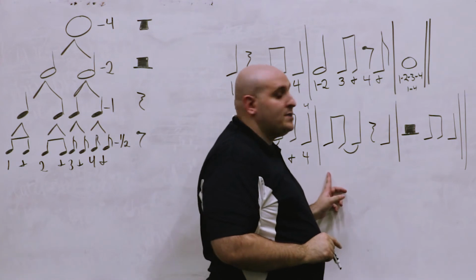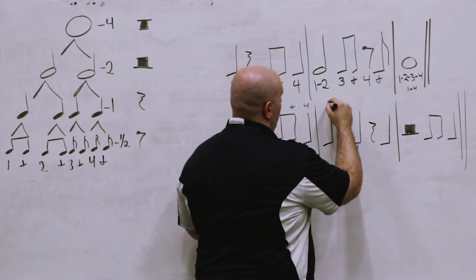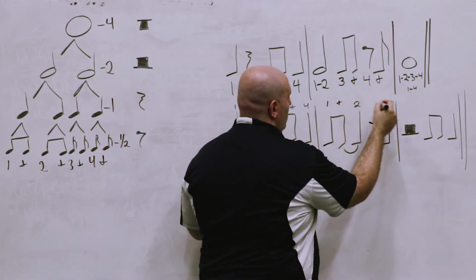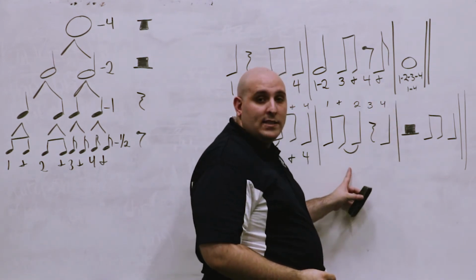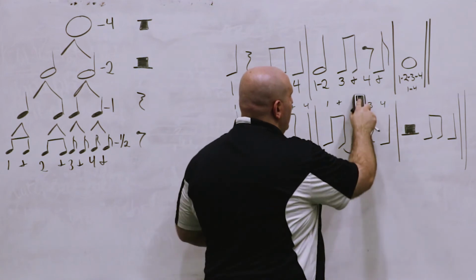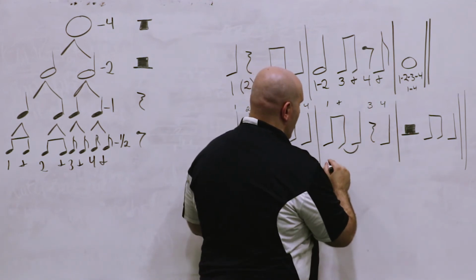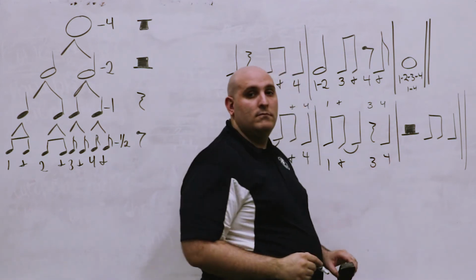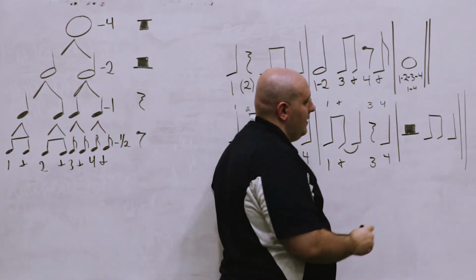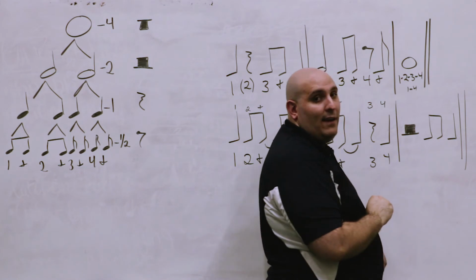So if we were to do that here in the second measure, we'd have 1 and 2, 3, 4. But because this is tied, we don't actually need to write in the 2. So when we actually put our answer down, we'd have 1 and 3, 4. Make sense?